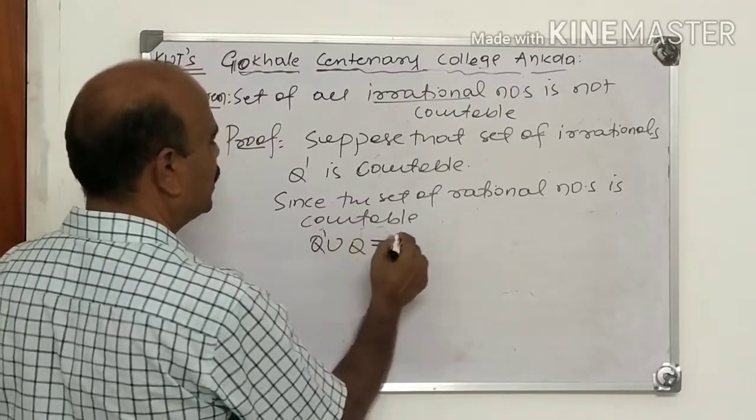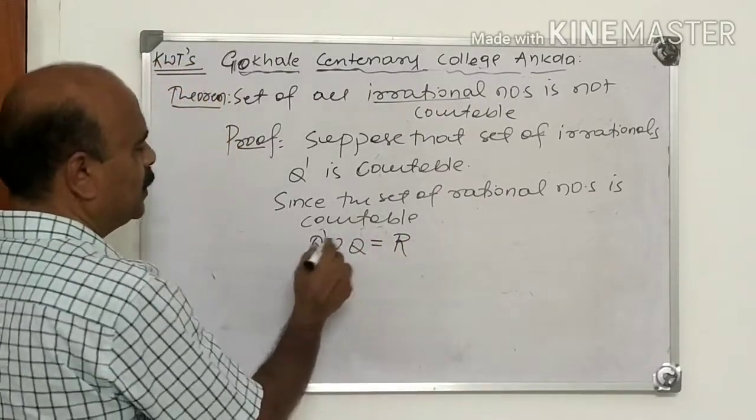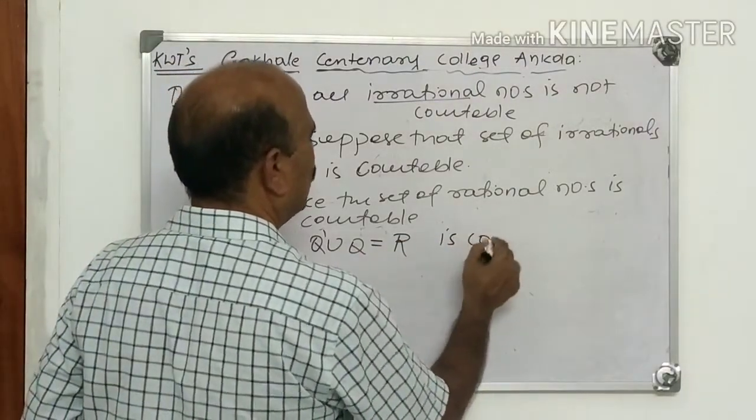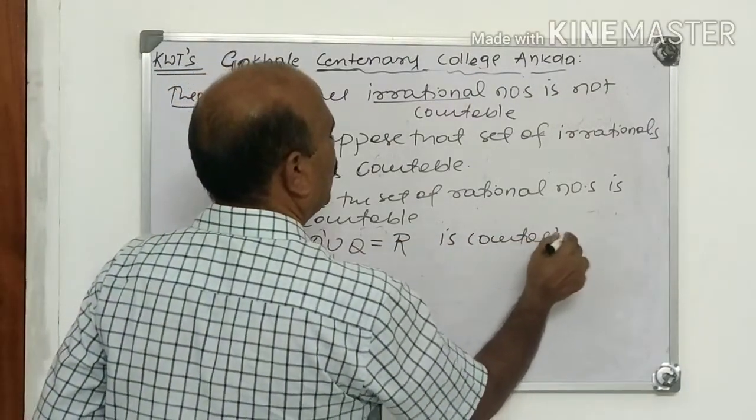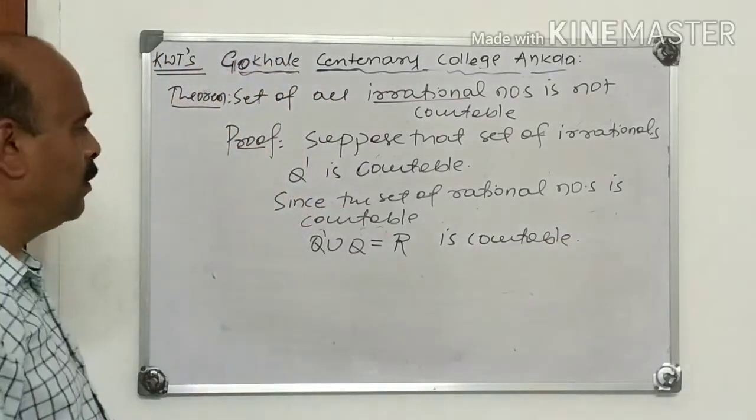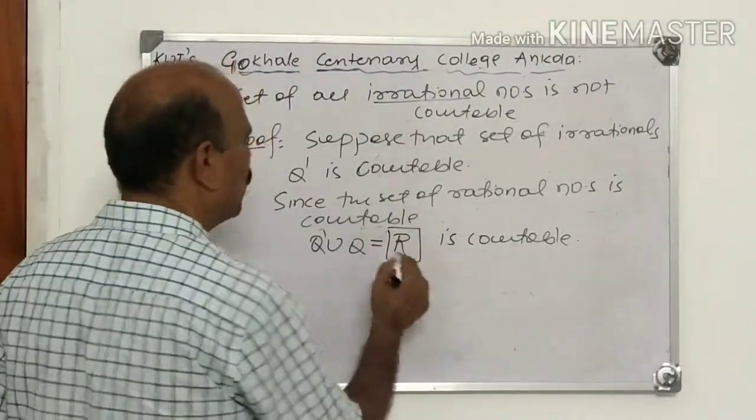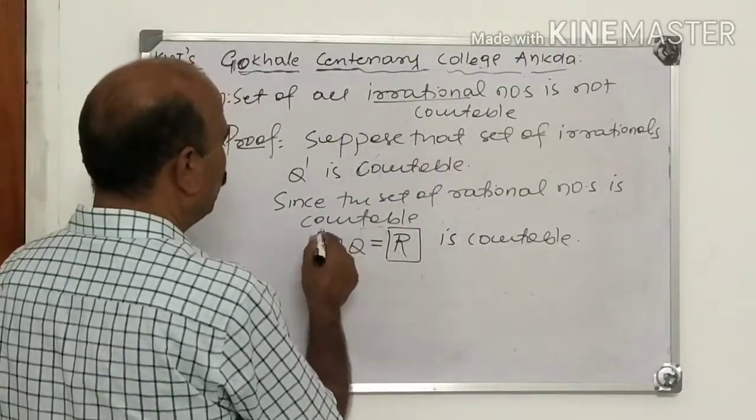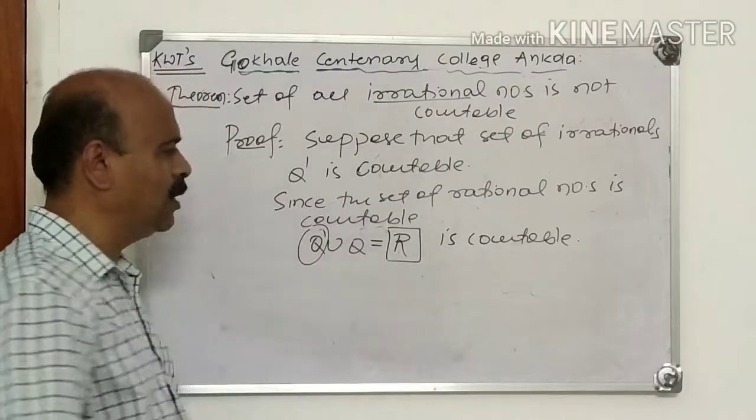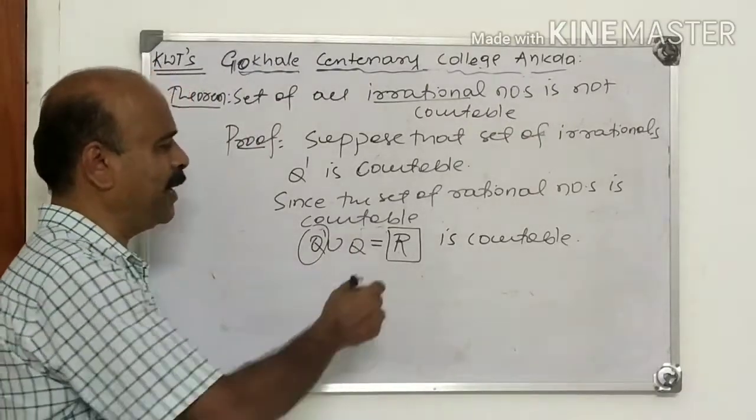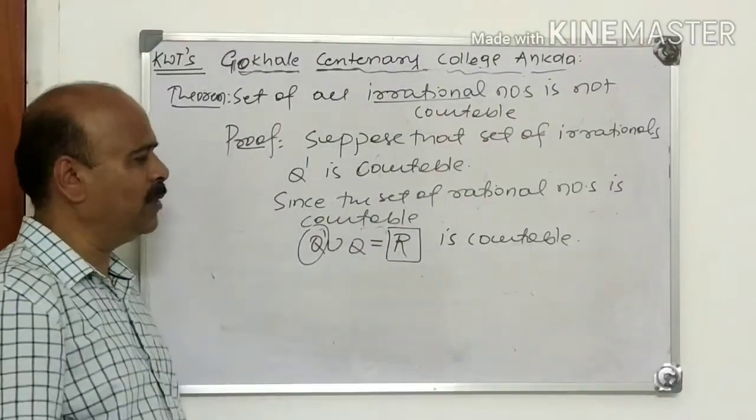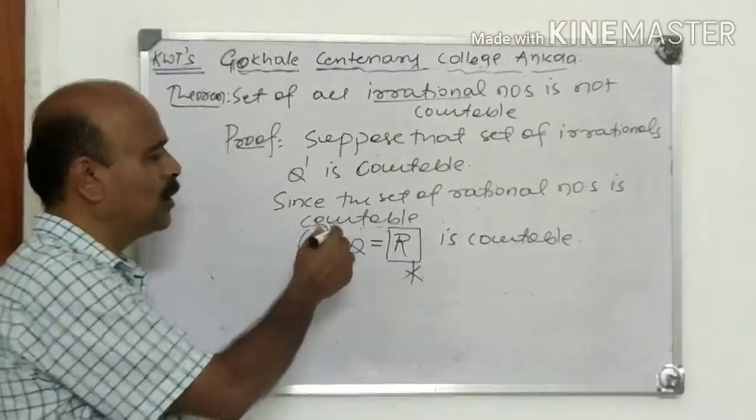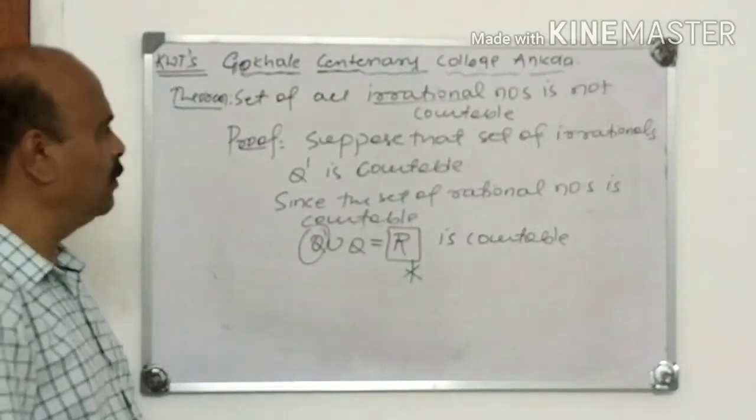What is the set of rationals and irrationals together? R. Since the union of two countable sets is countable, R is countable. But we have proved that R is not countable. So if we assume that Q dash is countable, it contradicts the fact that R is not countable. Hence, Q dash is not countable.